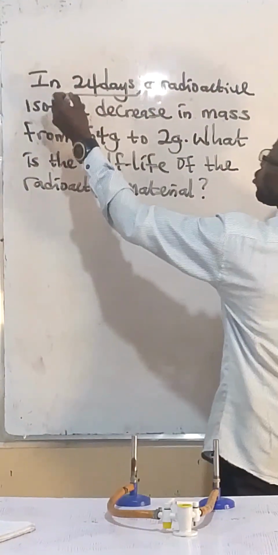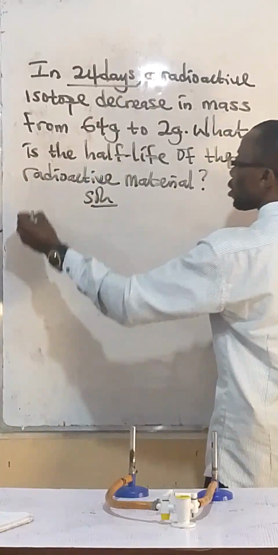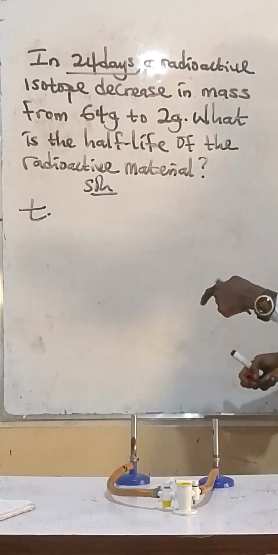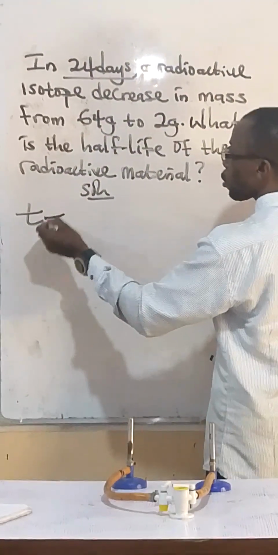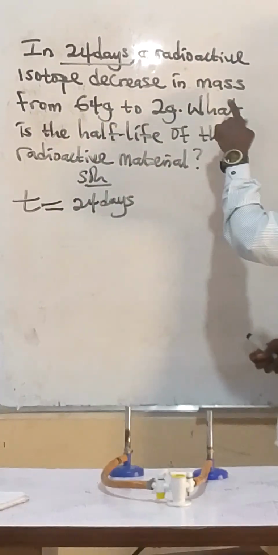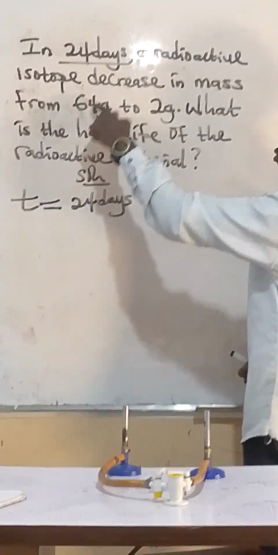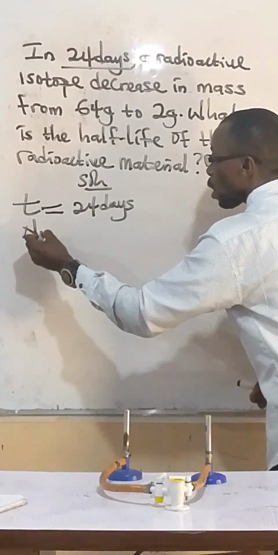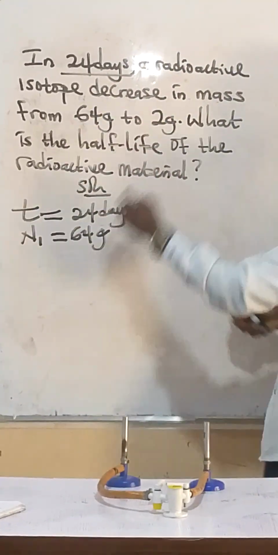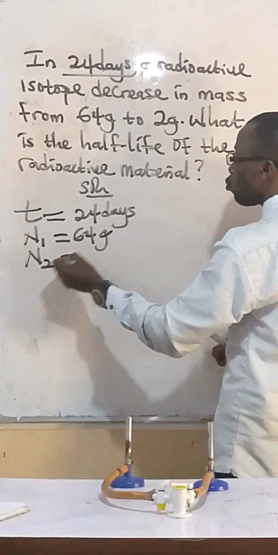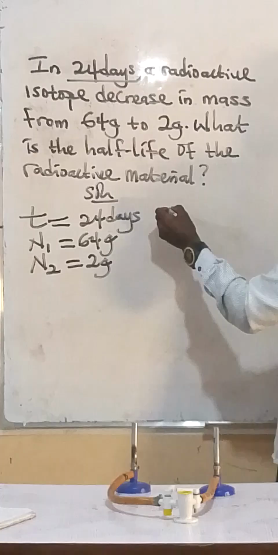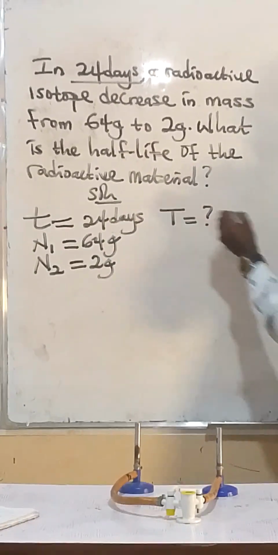That 24 days means the time taken for the radioactive element to disintegrate, that is, to decay. So call that small letter t, which is 24 days. A radioactive isotope decreases in mass, the initial count rate, we call that N1, 64 grams, to what is left now, which is called the final count rate, N2, which is 2 grams. What is the half-life? Half-life is capital letter T, which is the question.